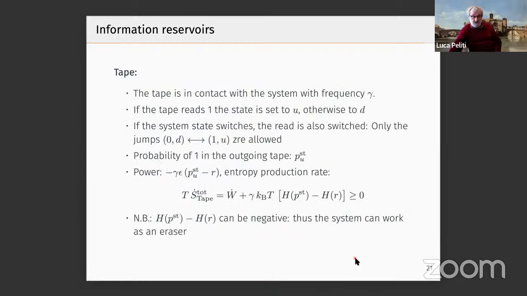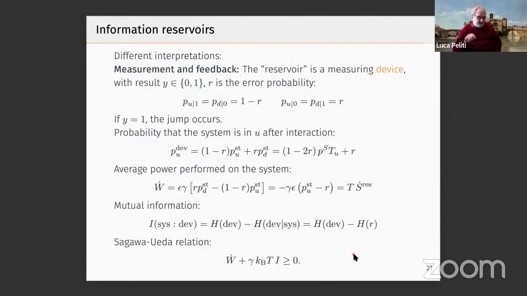So this is a first interpretation in which we say that the interaction happens because we perform a measurement of the system, and then we perform a protocol, for instance, switching the two states in order to get the energy if we can.